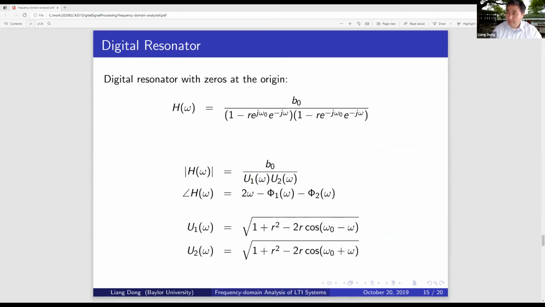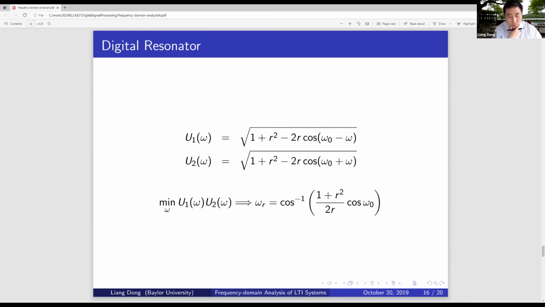Now I'm only interested in and focusing on the absolute value of H. So I'm only focusing on these two parts, which are the real values: the absolute value of this part and the absolute value of this part. I want to check if this is really the best point, because U1 and U2 are in the denominator. Therefore, I want to minimize U1 and U2 in order to function as a resonator at a frequency that will give me a peak.